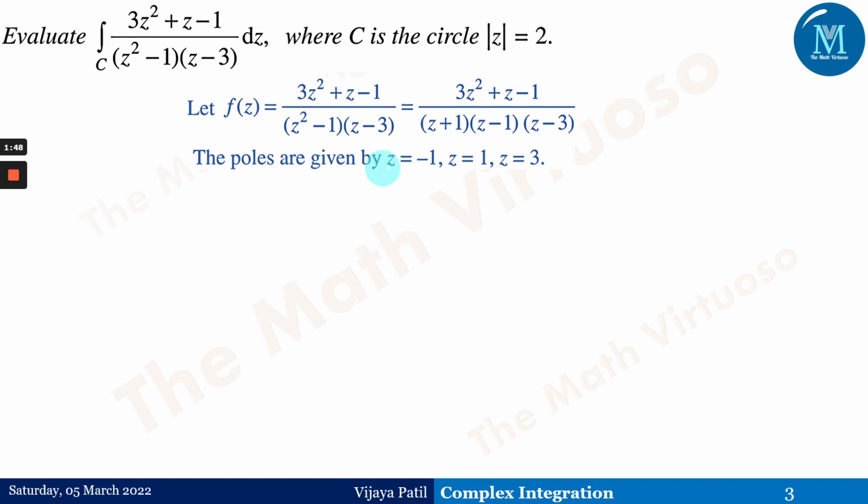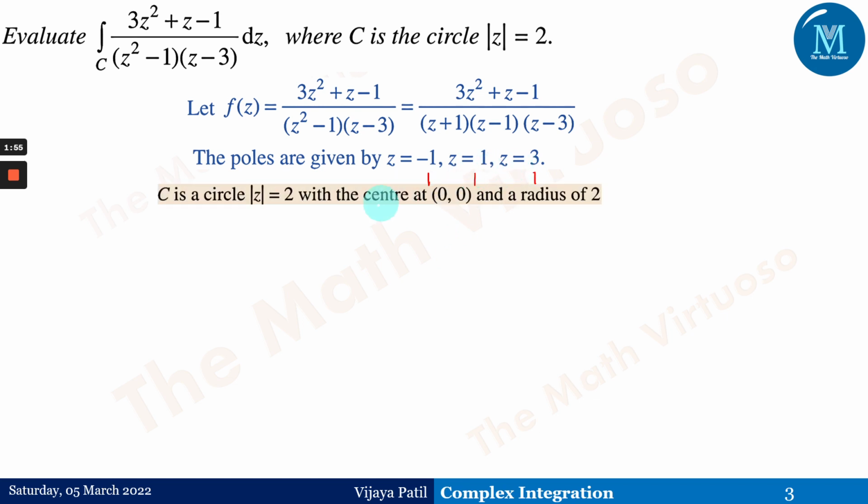So we have got the poles as minus 1, 1 and 3. If you observe here, C is the circle mod of z equals 2, with center at (0, 0) and radius equal to 2. We have written this because we know that mod of z minus (a plus ib) equals small r, where (a, b) is the center of the circle, which is (0, 0) in the present case, and r is 2.